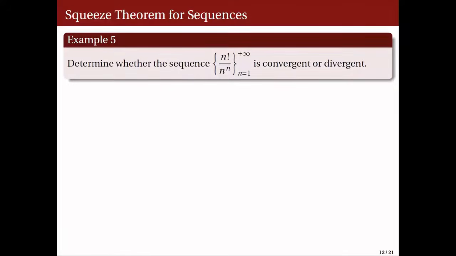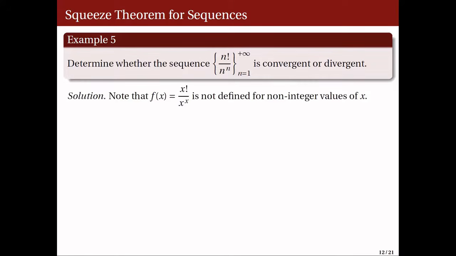In this example, we determine whether the sequence of n factorial over n raised to n, with n ranging from 1 to infinity, is convergent or divergent. Note that f(x) equal to x factorial over x raised to x is not defined for non-integer values of x, which means evaluating the limit of this function will not be straightforward. So instead, we will use the squeeze theorem to solve this problem.